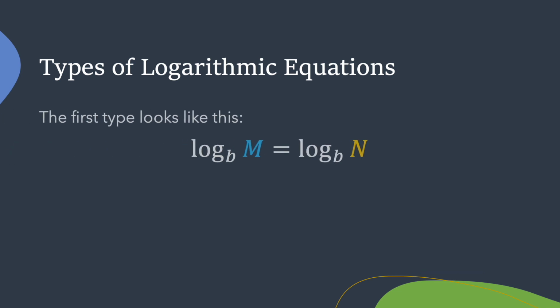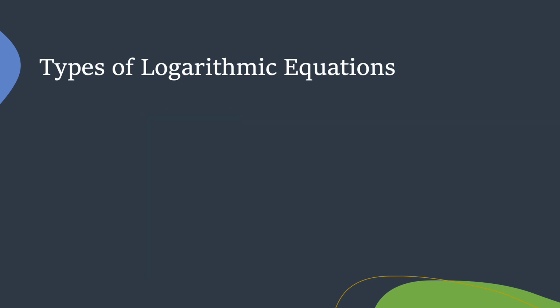If you have a single logarithm on each side of the equation having the same base, then you can set the arguments equal to each other and solve. The arguments here are the algebraic expressions represented by m and n.